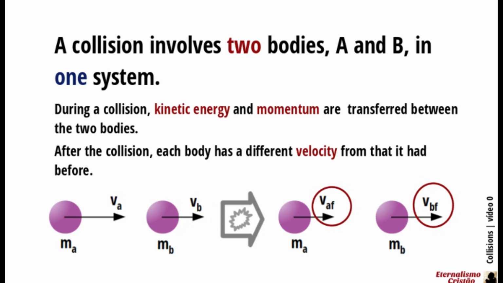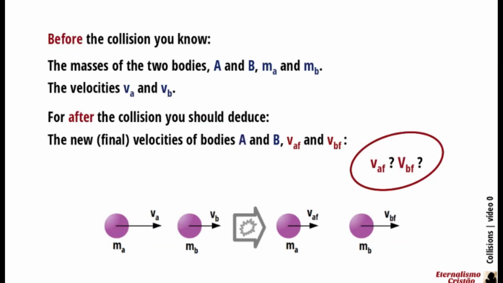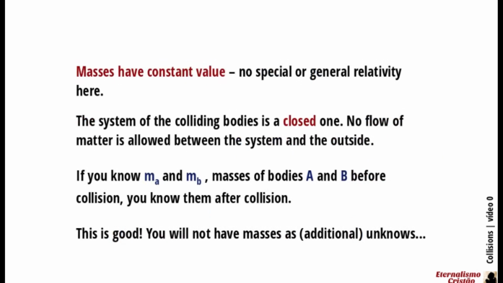For after the collision, you should deduce the new, final, velocities of bodies A and B, V_A_F and V_B_F. The system of the colliding bodies is a closed one. No flow of matter is allowed between the system and the outside. If you know M_A and M_B, masses of bodies A and B, before collision, you know them after collision.